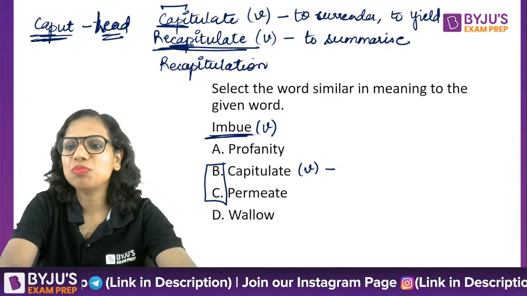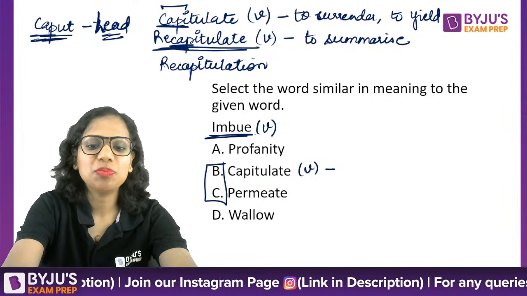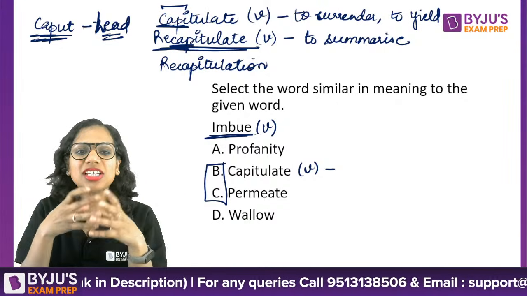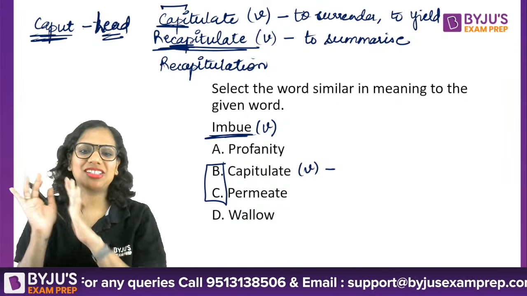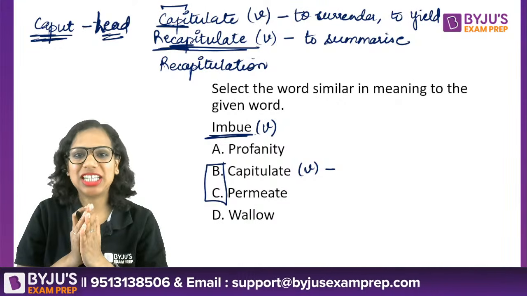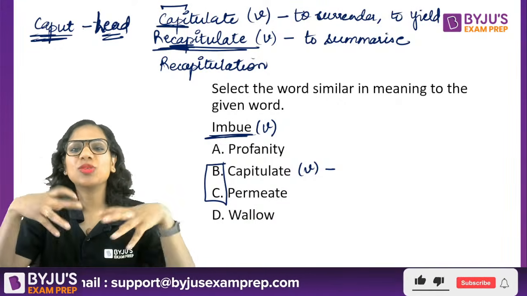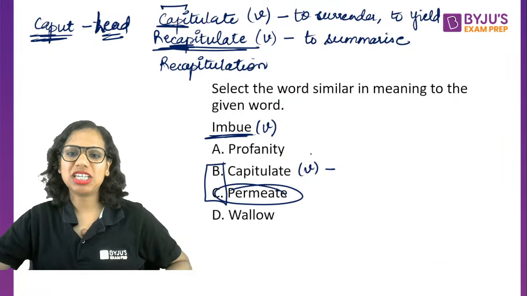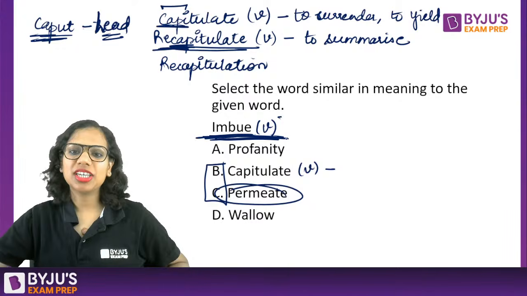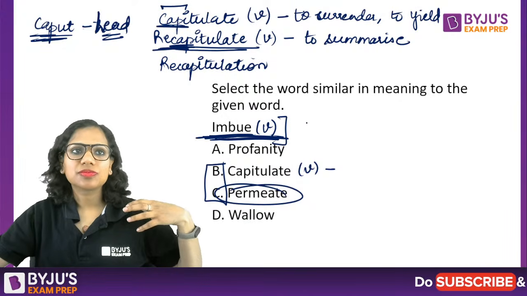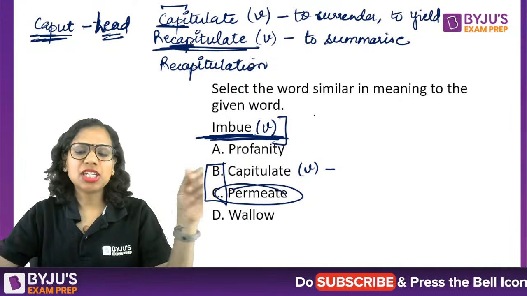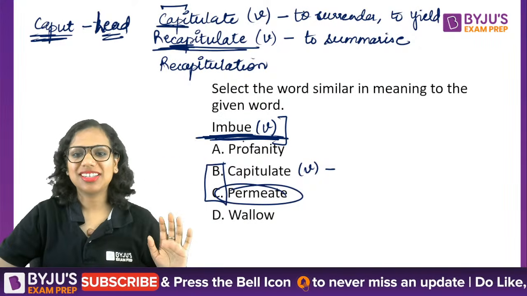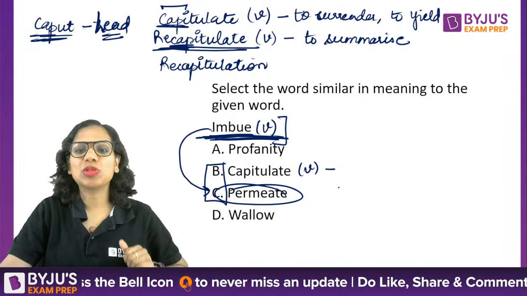The painting was imbued with colors. If I say that, it means the colors permeated that painting, right? They were spread through that painting. So imbue is to permeate, to spread through. If you go to a spiritual place, it was imbued with a sense of calm, filled with, permeated with, right? So that is the word that is similar in meaning.